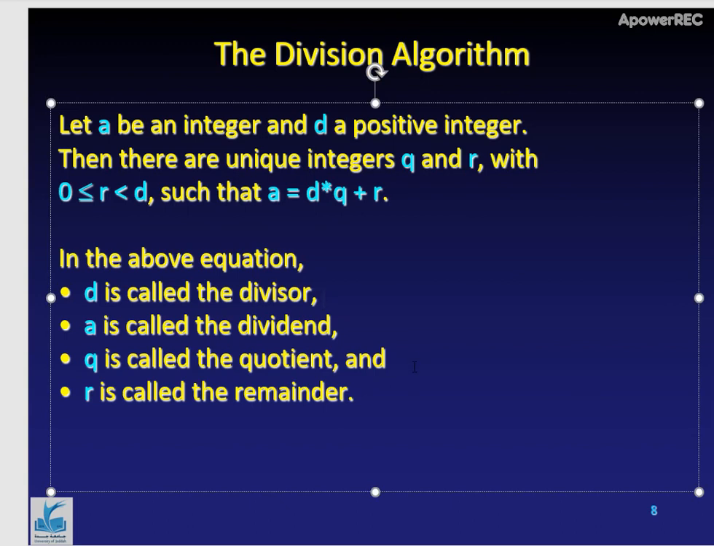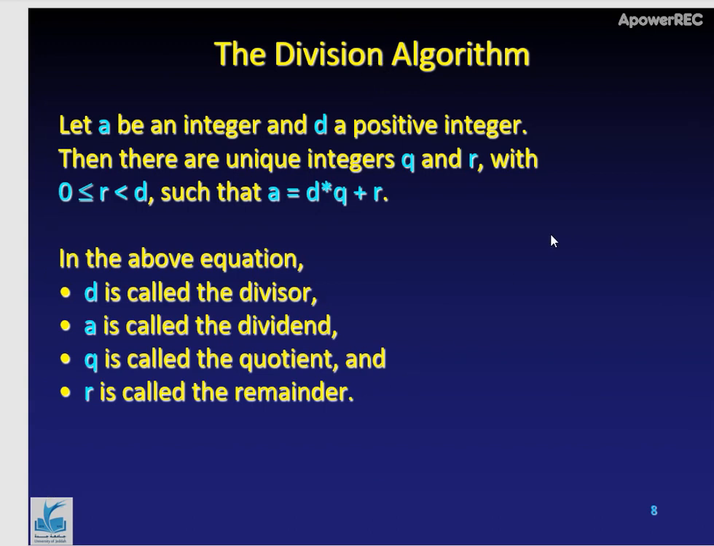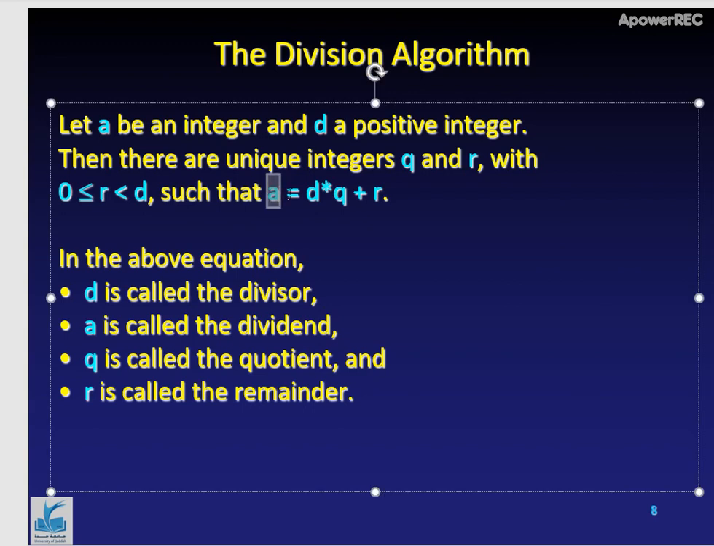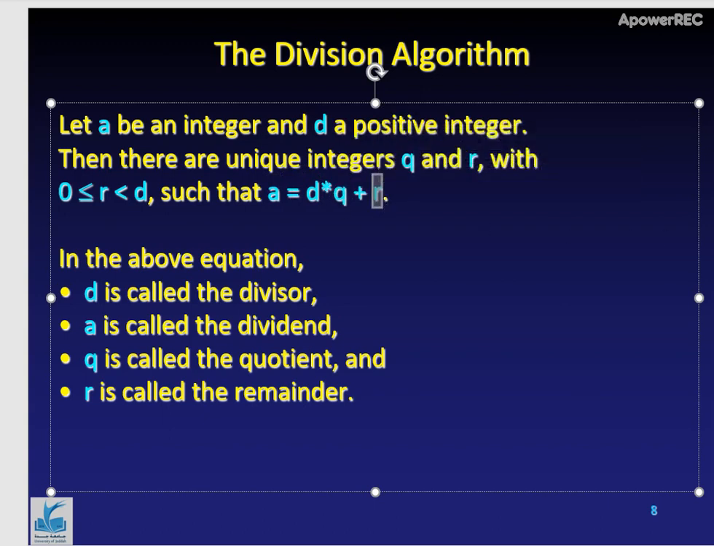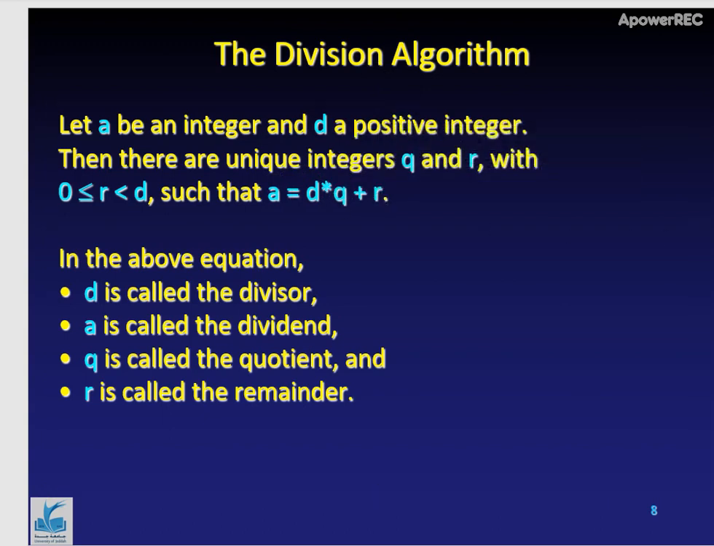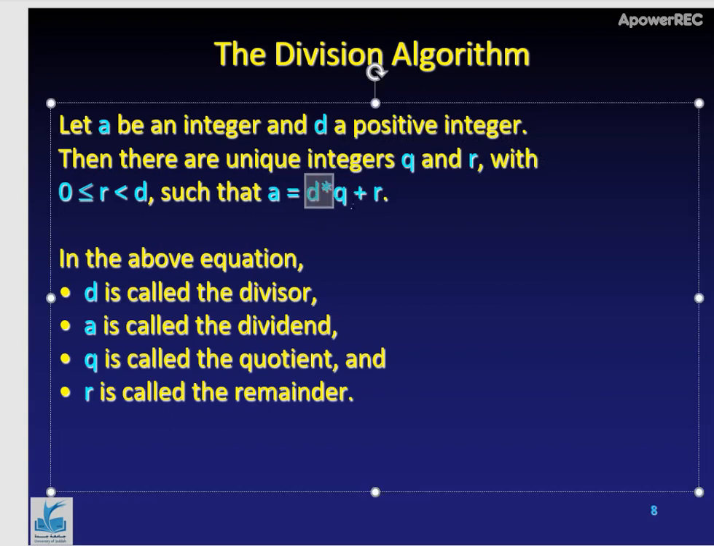And the result of the division algorithm is again two numbers q and r, which is the quotient and remainder. And we express the relationship between these four numbers in this way: the dividend is equal to the product of divisor and quotient plus the remainder. So the remainder is what is remaining once we multiply the divisor by the quotient.